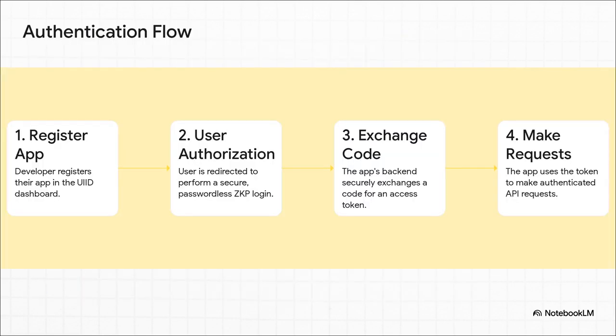Okay, let's just quickly walk through that handshake, step by step. It's super straightforward. First, a developer registers their application. Second, when you go to log in, the app sends you over to UID, where you authorize it using that secure, passwordless method. Third, you're sent back to the app with a special temporary code. And finally, the app's server secretly exchanges that code for an access token, which it then uses to make requests for you.